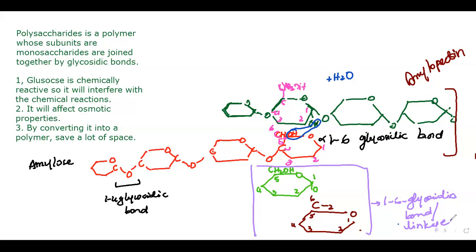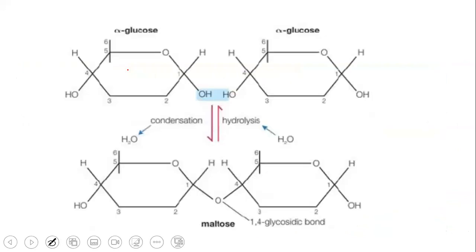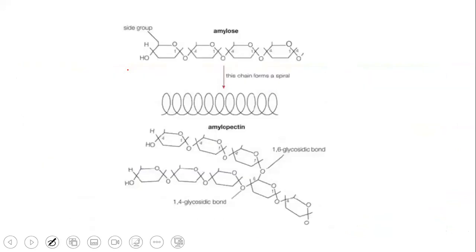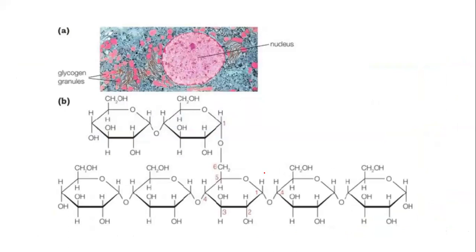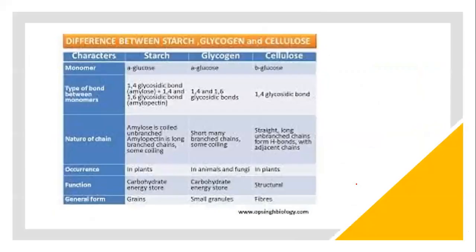Then when we talk about starch, we can take a look at a few differences. This is amylose and this is amylopectin. We're getting alpha 1,6 glycosidic linkage. Starch is made up of alpha glucose. Glycogen is made up of alpha glucose. Starch has amylose and amylopectin, but amylopectin is in greater quantity in glycogen. Starch has more amylose, glycogen has more amylopectin, right?